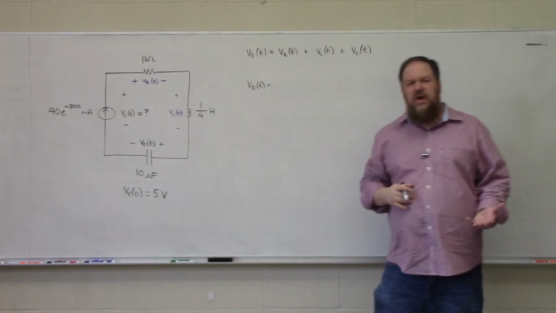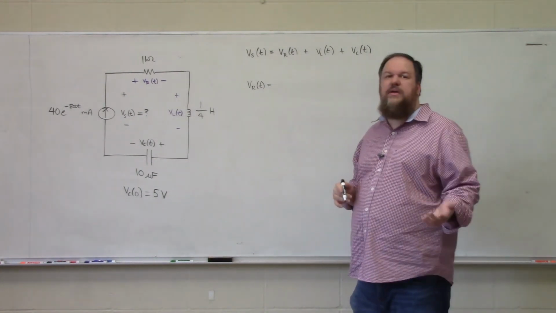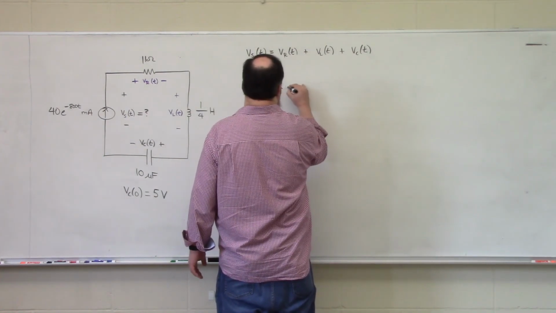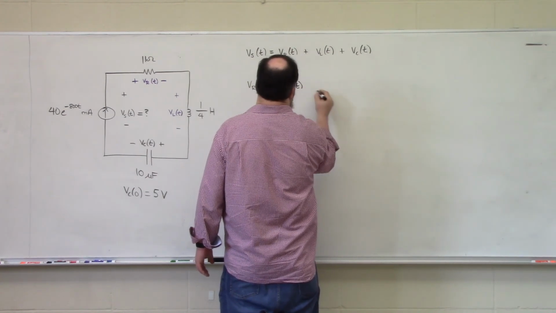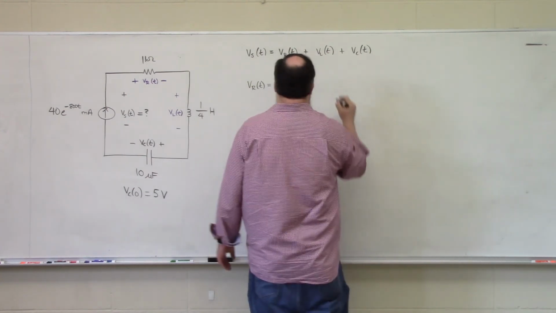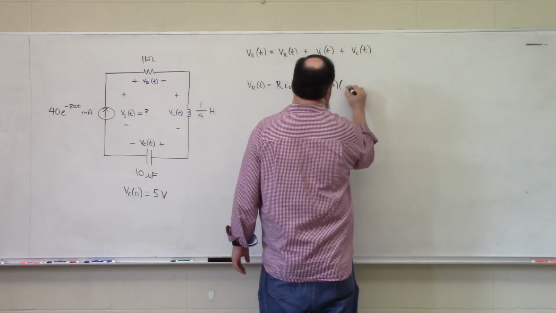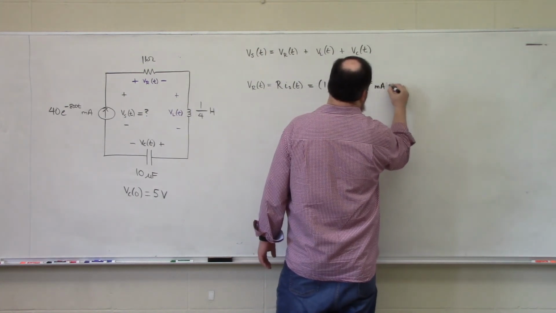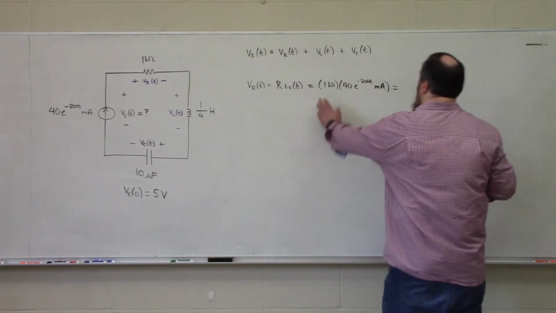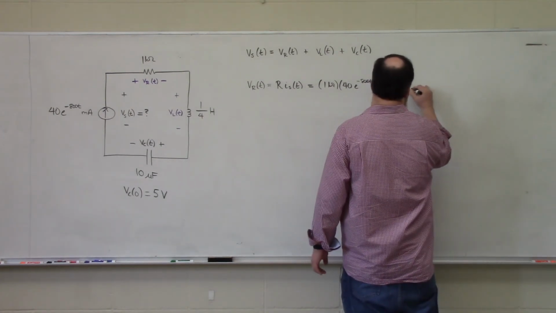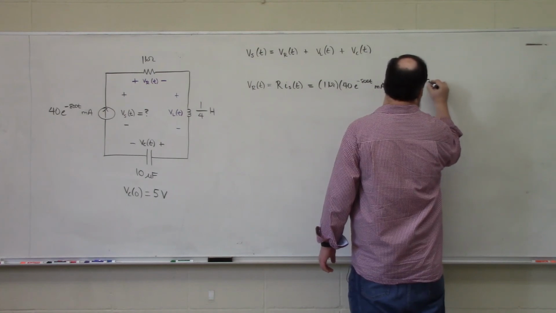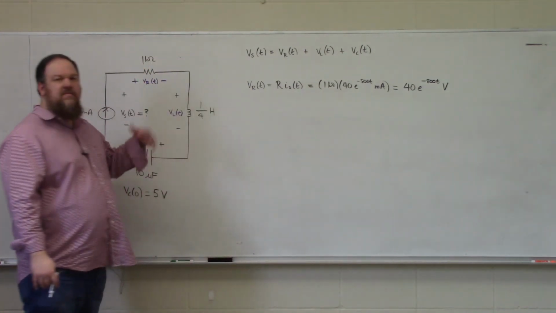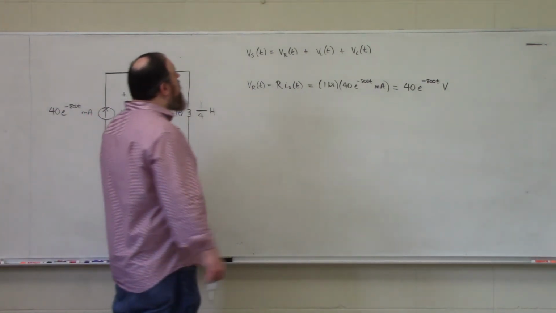we can get using Ohm's law. We know the resistor value and we know the current flowing through the element. So using Ohm's law, Vr of t is going to be R times Is of t, which will give us 1 kiloohm times 40 e to the minus 800 t milliamps. So this will look like 1 kiloohm times 40 milliamps is 40 volts. So 40 e to the minus 800 t volts. So we've got one of our three contributors to Vs already.